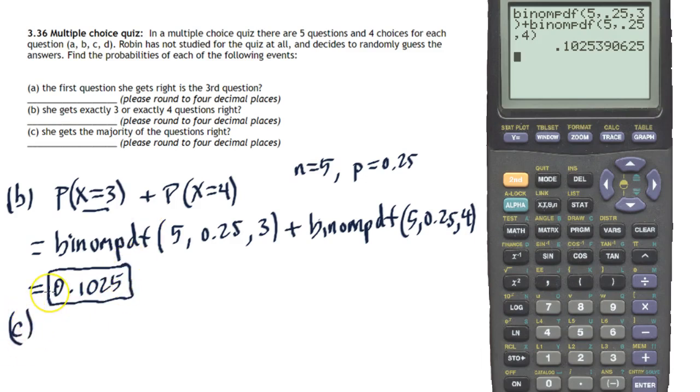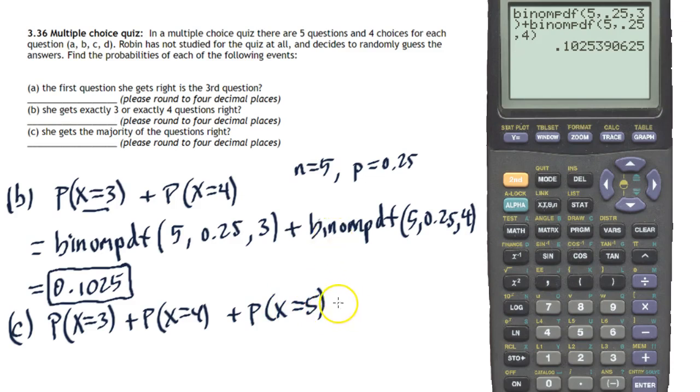Okay, part C, we have she gets the majority of the questions right. Interpreting this, if there's 5 questions, majority is 3, 4, or 5. The way I would do it, assuming you got B correct, you realize that it's the answer from part B. It's the probability of x equals 3 plus the probability that x equals 4. We've already figured this out. What I've written down so far is the solution to part B. But we also want the probability that x equals 5.